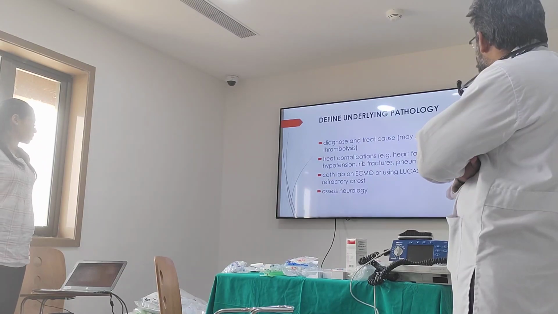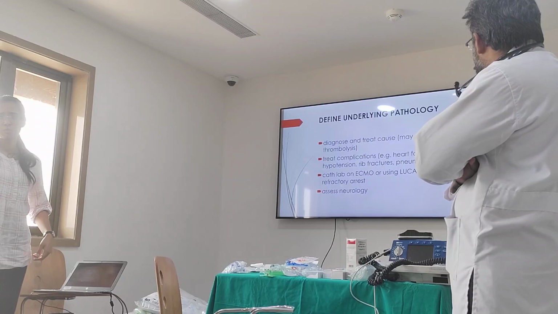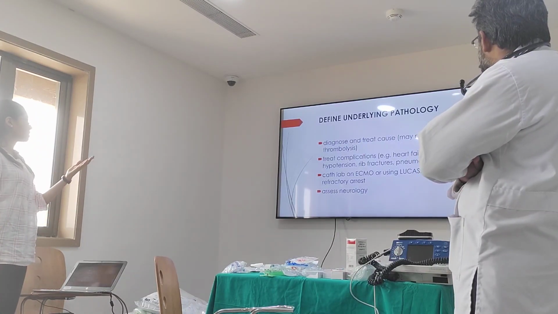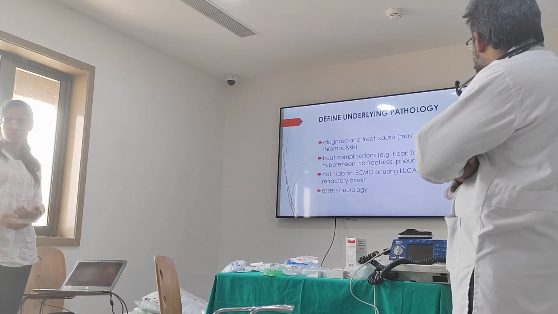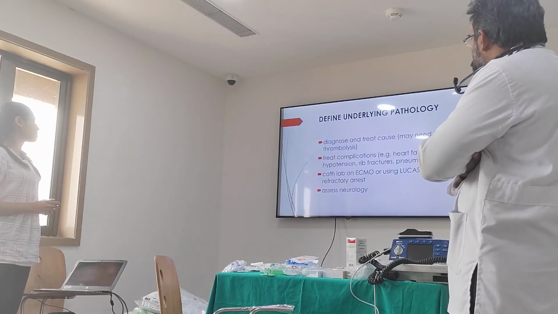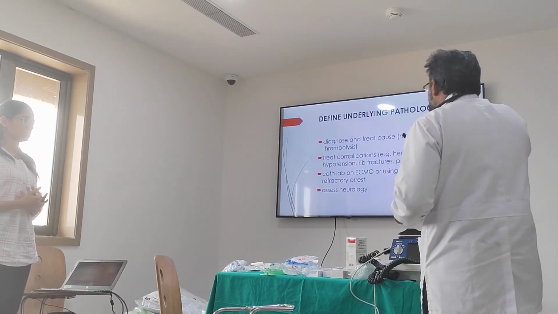Defining the underlying pathology. So we diagnose and treat the cause, may need a PCI. If there's a PE, then you require thrombolysis, and if it is an MI, then you think about sending the patient for PAMI. Treat the complications, that is, if you're dealing with heart failure. That's where it comes in.